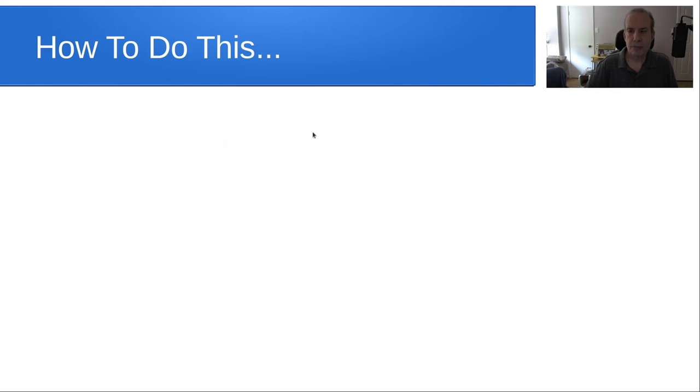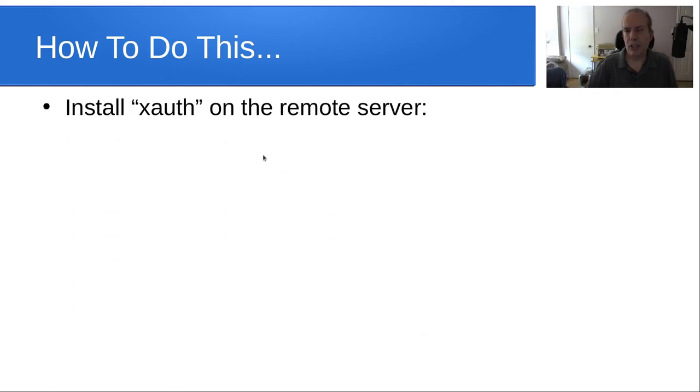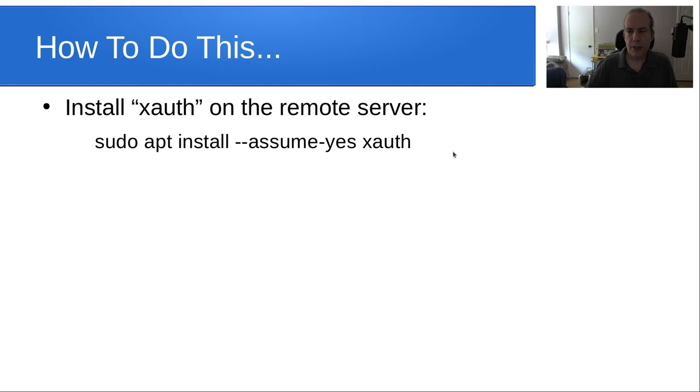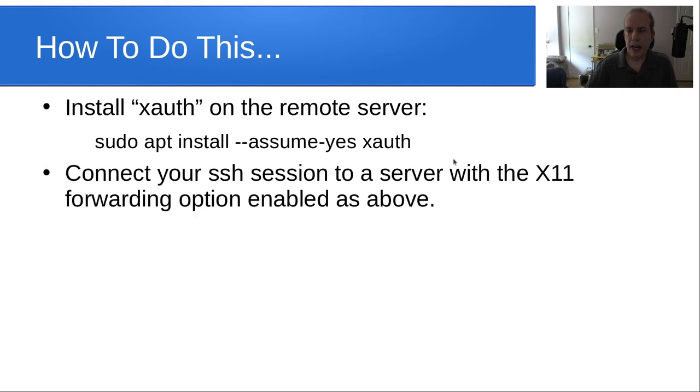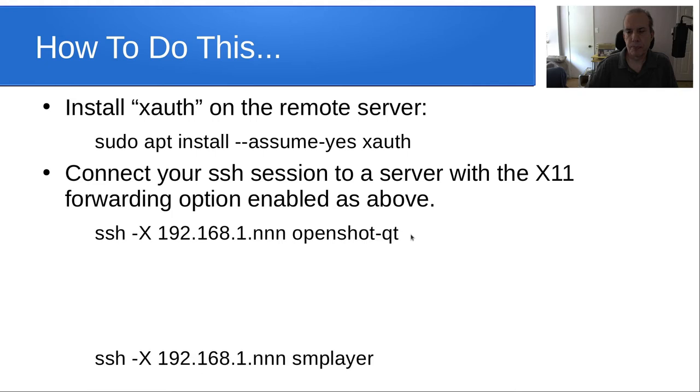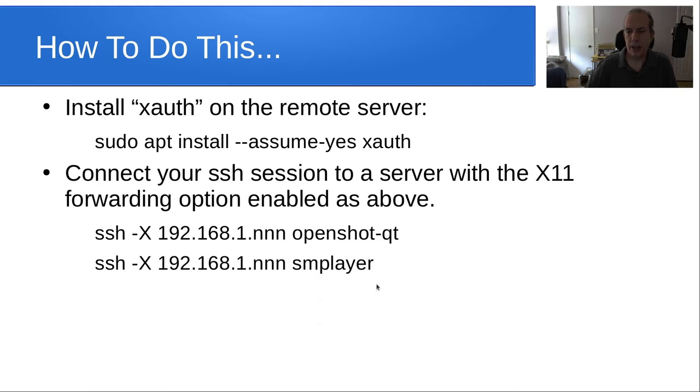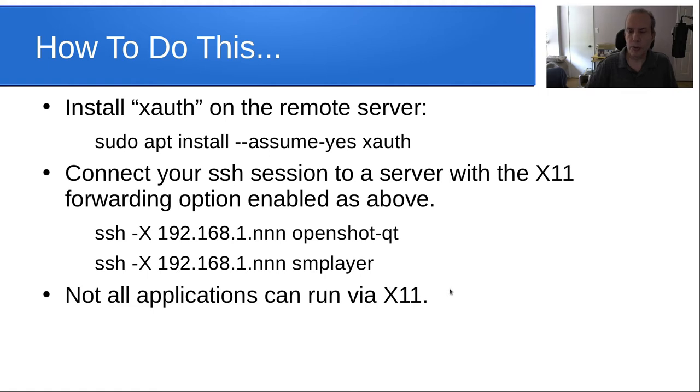So how do you do this? Well, we install xauth on the remote server. That's the command to install xauth. You connect your SSH session to a server with the X11 forwarding option enabled. And then you issue a command, for example, ssh -X, the address of the remote system with the application, and then as an example, openshot-qt. That would be the application we want to run. Another example is to run smplayer. So not all applications can run via X11.